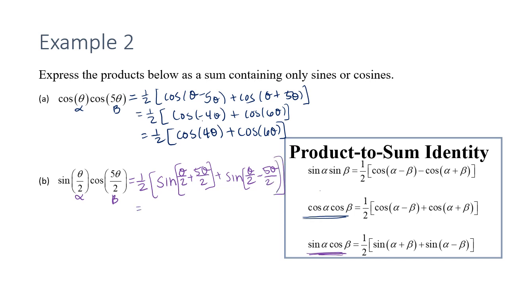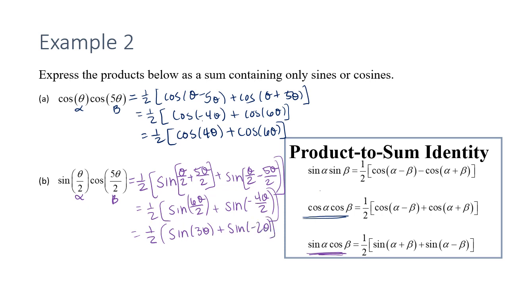which then gives me 1/2 times the sine of 6 theta over 2 plus the sine of negative 4 theta over 2, which is the sine of 3 theta plus the sine of negative 2 theta. And since sine is an odd function, I can take that negative on the inside and just pull it out in front. And there we go.